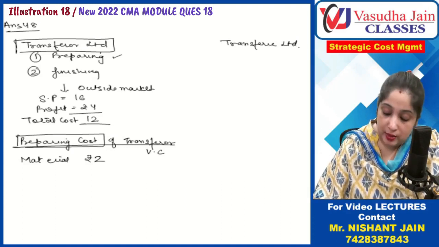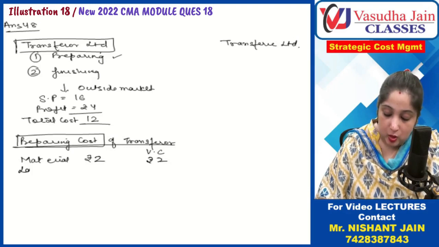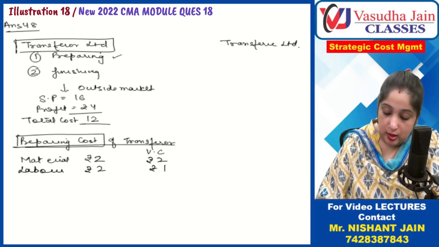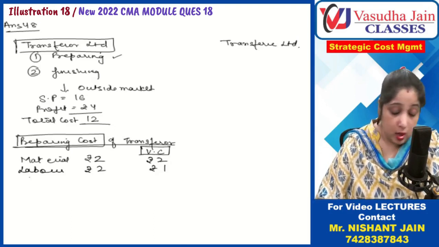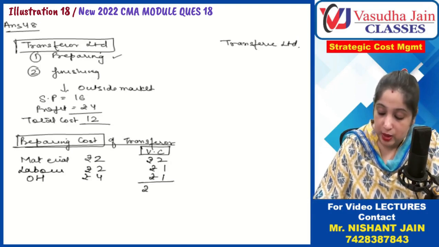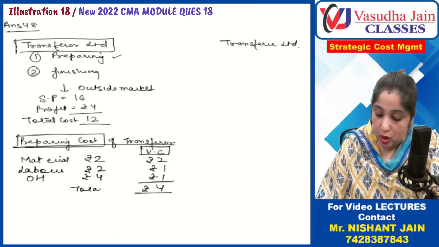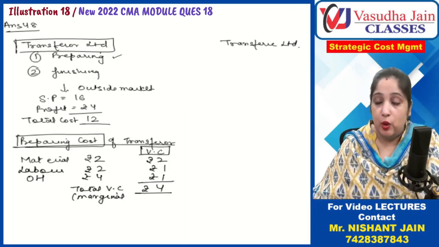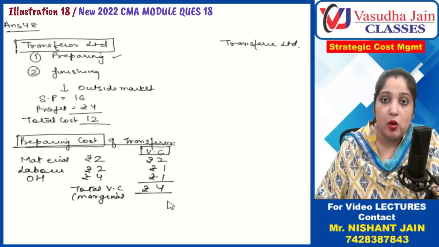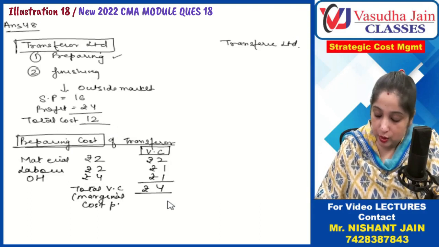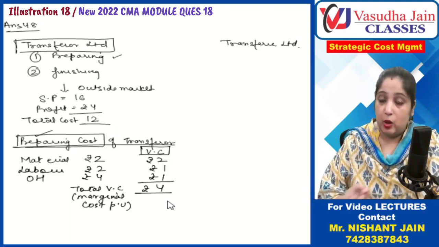Rupees 2, 100% is variable, so rupees 2 is variable. Labor cost is rupees 2 again, and it is written 50% variable, so rupees 1 is variable. And overhead is rupees 4, 25% is variable, so rupees 1. So basically rupees 4 is the total variable cost, or marginal cost. Marginal cost means with every additional unit you manufacture, 4 rupees is incurred, obviously variable cost. Marginal cost per unit is only of preparing work, not finishing work.